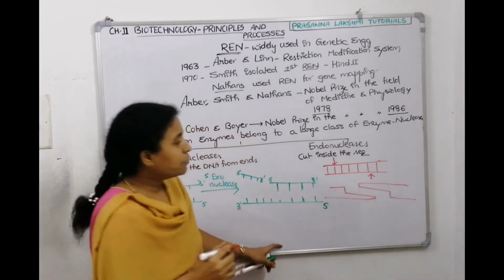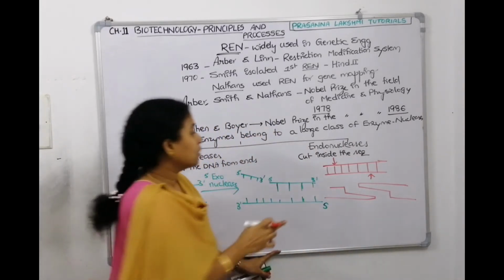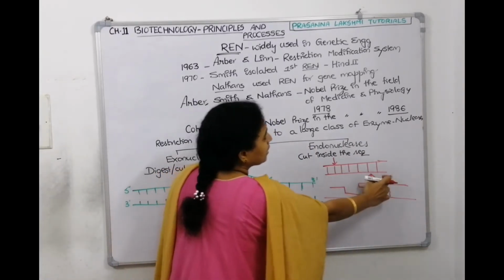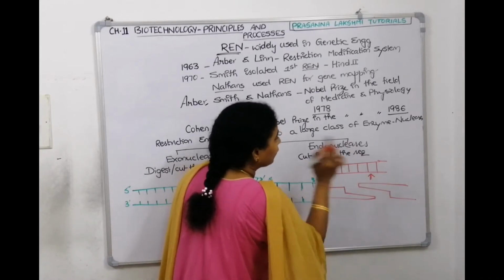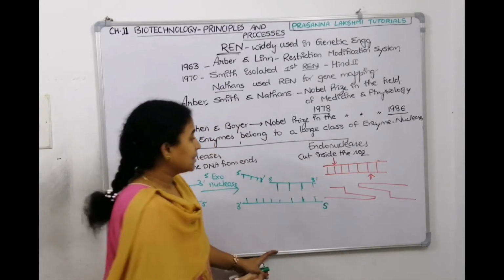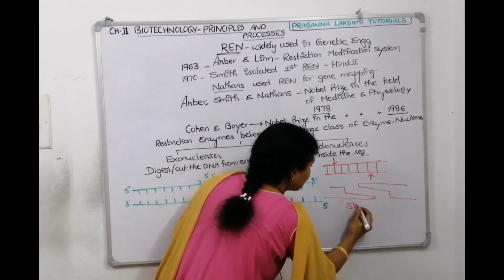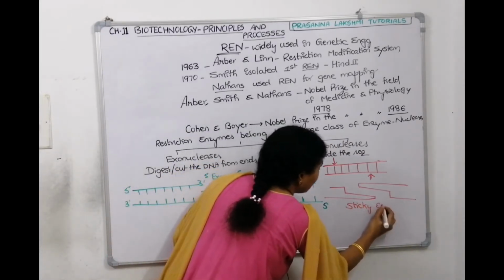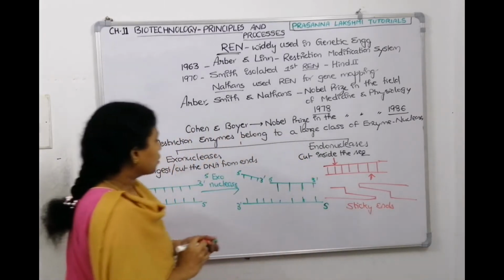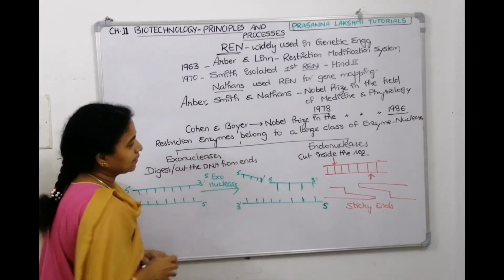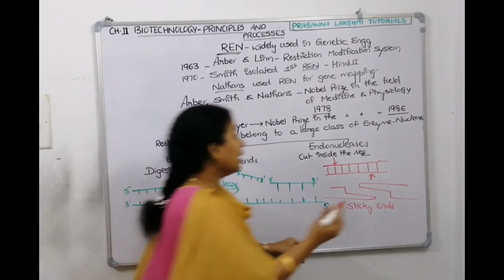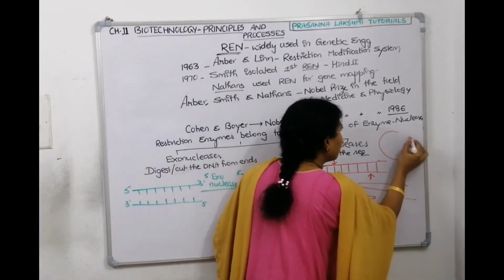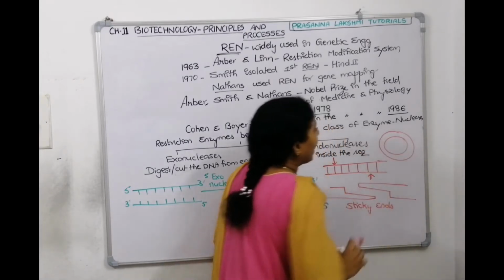Endonucleases, they are making internal cuts. It's not cutting at this end, nor is it cutting at this end. It is cutting in between. After 2 it is cutting. So when it cuts like this, you will get sticky ends, cohesive ends like this. Now exonucleases cut from the ends. Endonucleases cut inside.